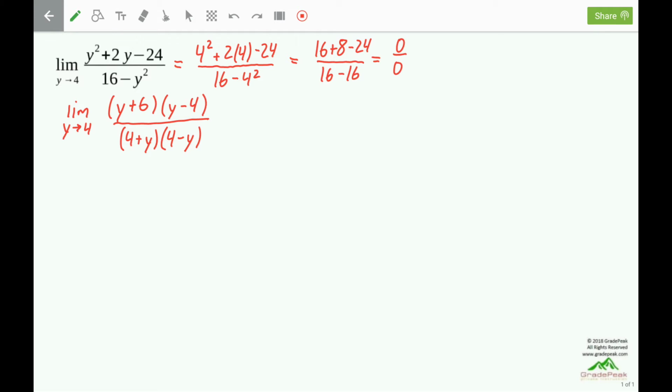You can see that we're getting the 0 over 0 from the y minus 4 in the numerator and the 4 minus y in the denominator. Those can't cancel just yet. They're opposite signs of each other. We can factor a negative out of one of those. I'm going to factor it out of the numerator, though it can be factored out of the denominator if you want.